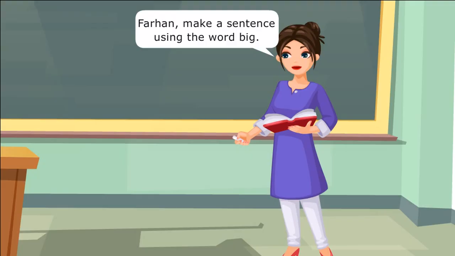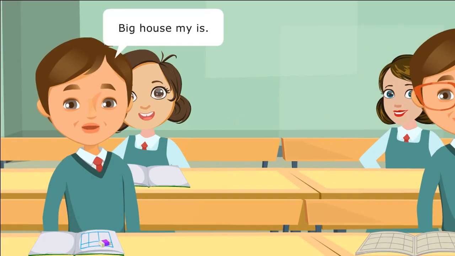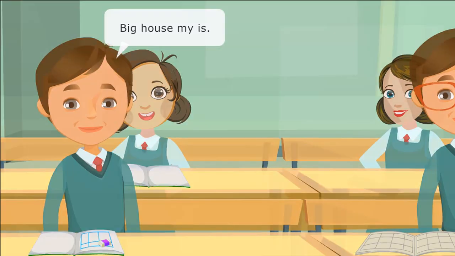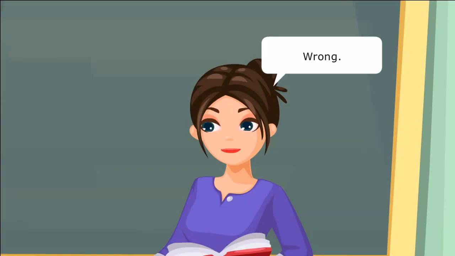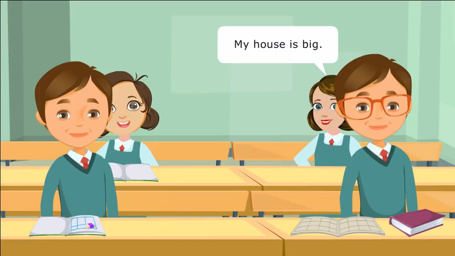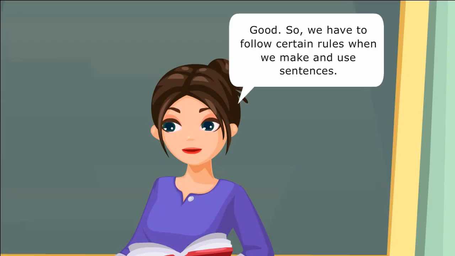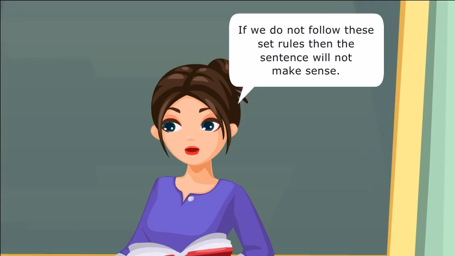Farhan, make a sentence using the word big. Big house my is. Wrong. My house is big. Good. So we have to follow certain rules when we make and use sentences. If we do not follow these set rules, then the sentence will not make sense.